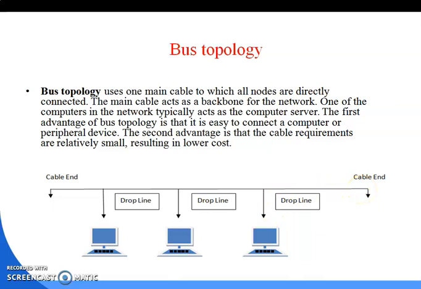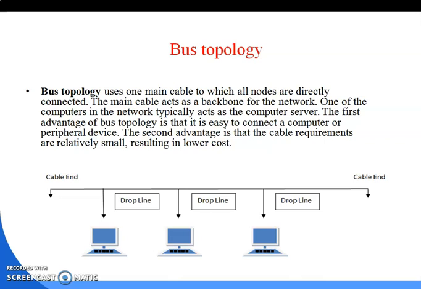That does not mean that you use one cable and 500 computers are connected with that cable. No, there is some limitation, some restriction. That means according to the capacity of the cable, the computers are connected with that cable. But the disadvantage is that if there is some problem in that backbone cable, the entire topology stops working. That is the main disadvantage.